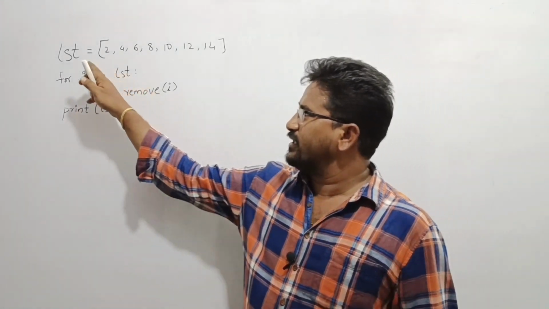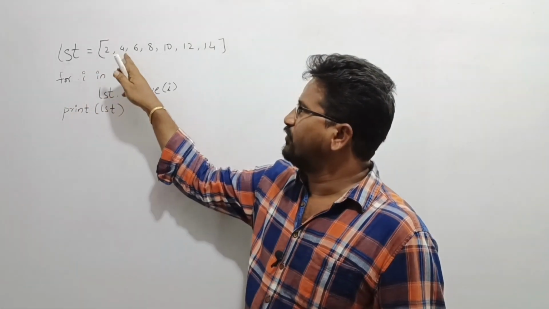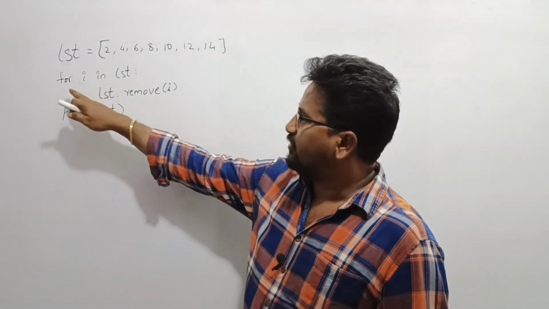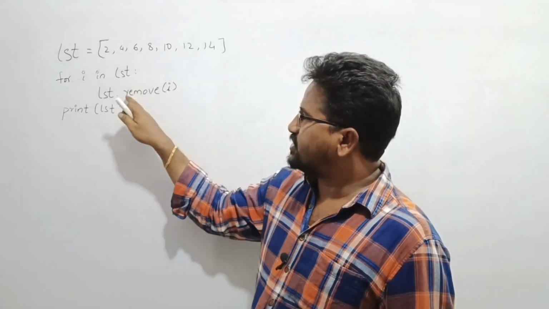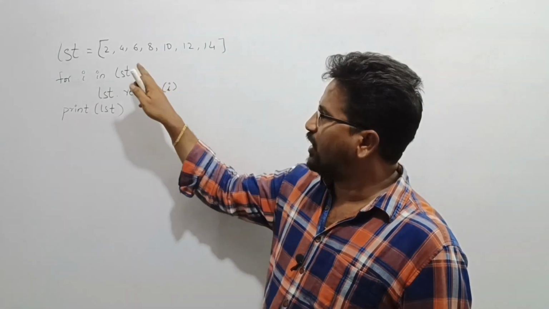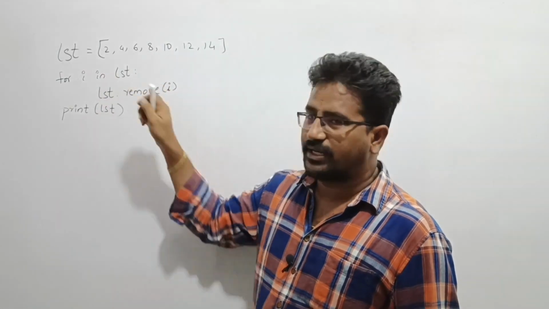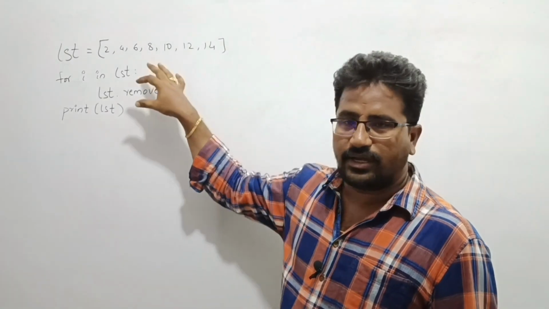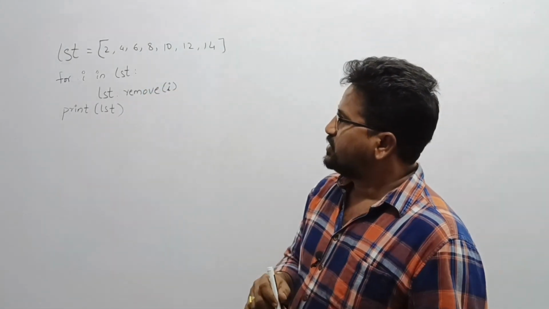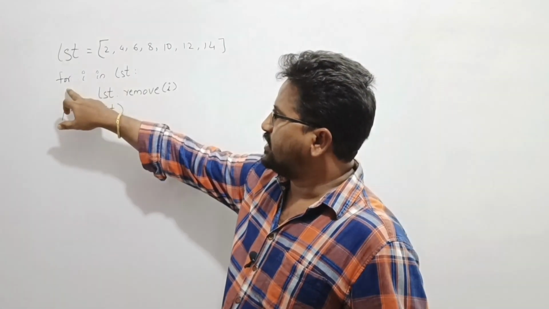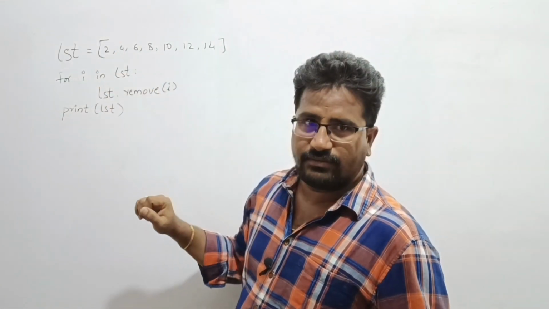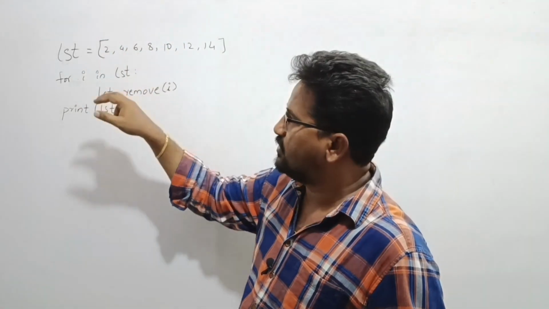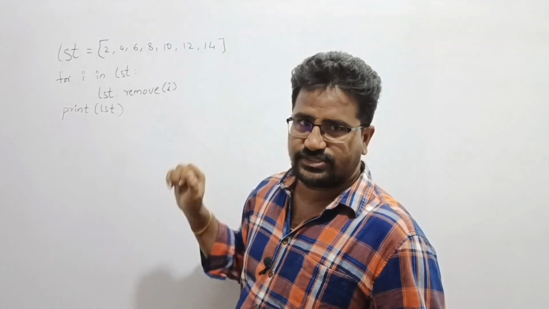One list is there. The list contains 2, 4, 6, 8, 10, 12, 14. And for i in lst: lst.remove(i), then finally printing the list. In this one, let us see what is the output and how it executes. Generally we know the for loop is used to take the values one by one based on the index numbers, starting from 0 onwards, and it performs the iterations.